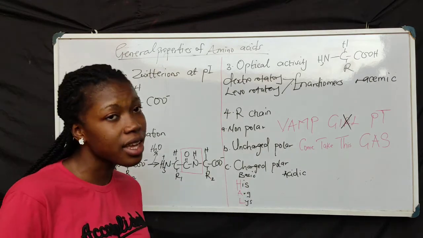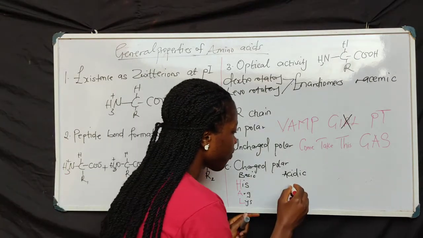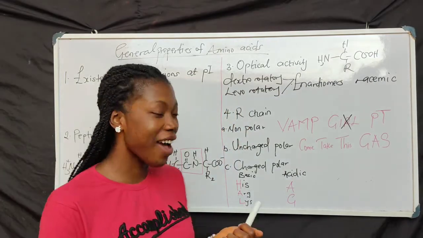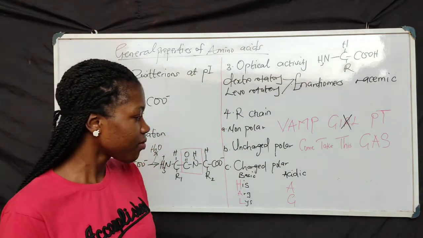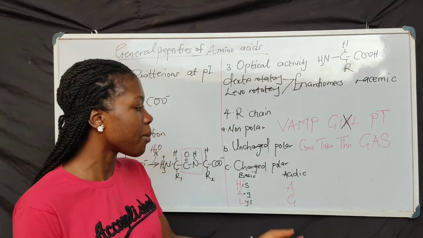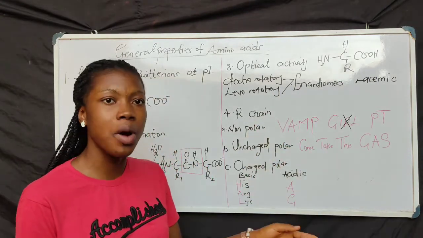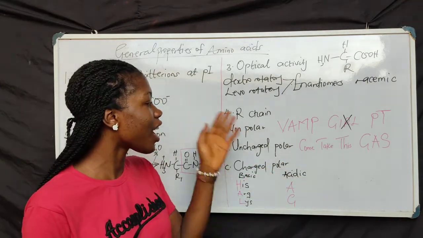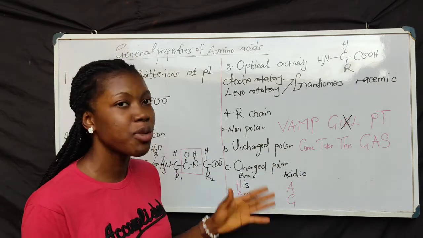Then for the acidic amino acids, I have a mnemonic also. AG baby. Don't mind me, I'm a fan of Adekunle Gold. So AG, of course you should know, glutamate and aspartate. They are the acidic amino acids. So we can try my mnemonic to remember the non-polar, the uncharged polar, and the charged polar amino acids.